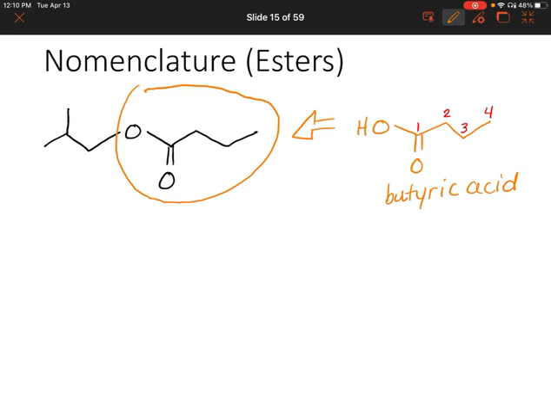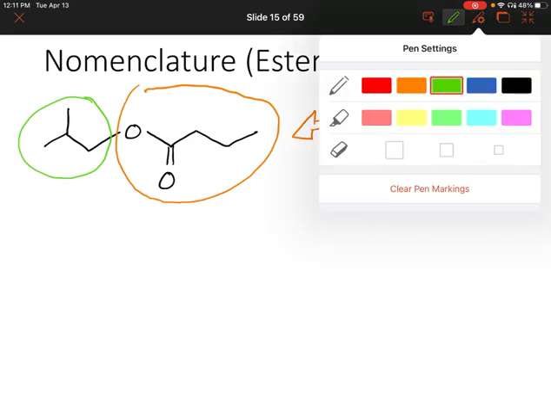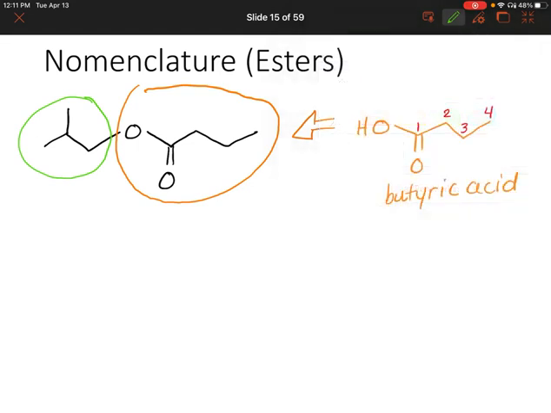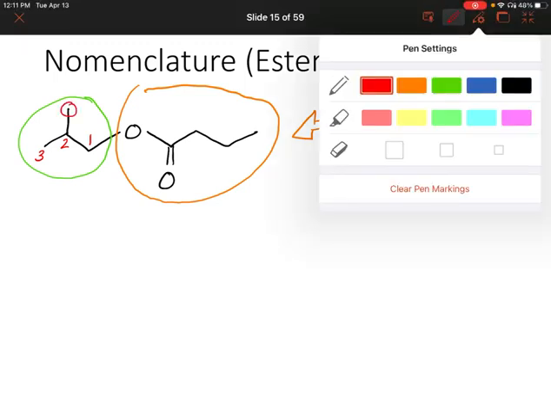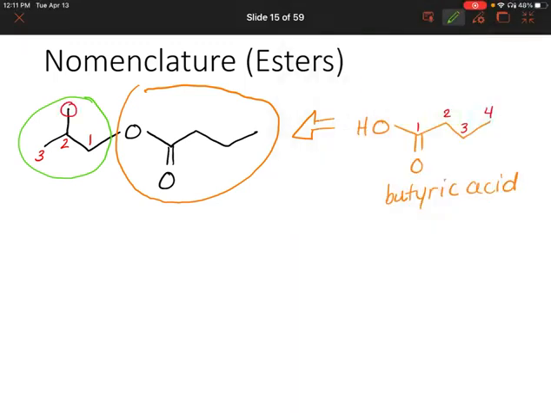All right, now let's find the group that's bonded to the oxygen, and let's try to name that group that I just circled in green. And again, it's a substituent. So let's see, the longest carbon chain, we have 1, 2, 3 carbons, and then a methyl group on top.